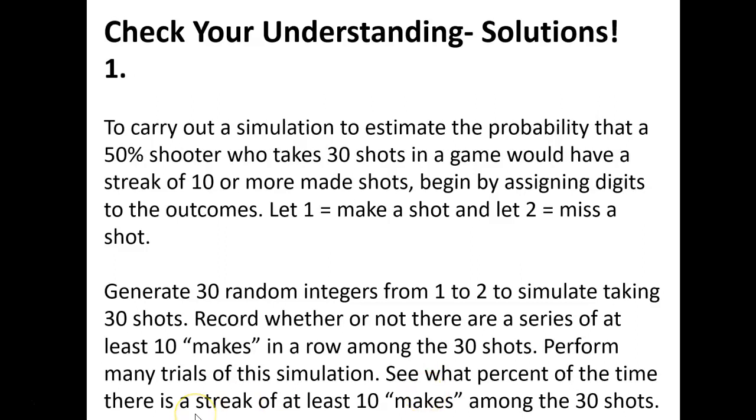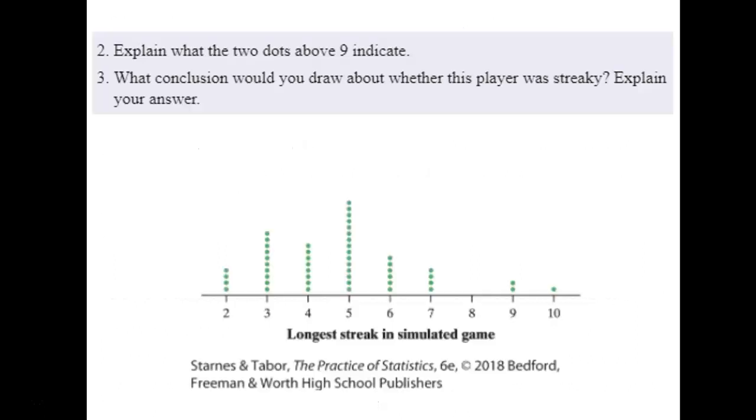We would perform that particular simulation multiple times to get multiple trials, and then we would see what percent of the time there is a streak of at least 10 among the 30 shots. So here in this dot plot, first they want me to explain what the 2 dots above the 9 indicate. So these guys right here. And then our third question is, what conclusion would you draw about whether this player was streaky? Explain your answer. So I would pause the video and jot down your thoughts before I show the answers.